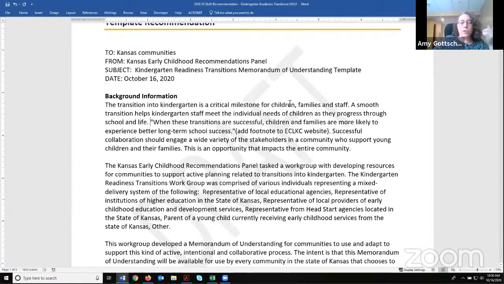This is Amy Gottschammer. I do have a question. We're saying for the second sentence, a smooth transition helps kindergarten staff meet the individual needs as they progress through school and life. It makes it sound like the kindergarten staff are helping them out through the rest of their life, and they're really only there for one year. Maybe to get a good start in school and life, but not for the duration. I don't know, maybe it's just me.